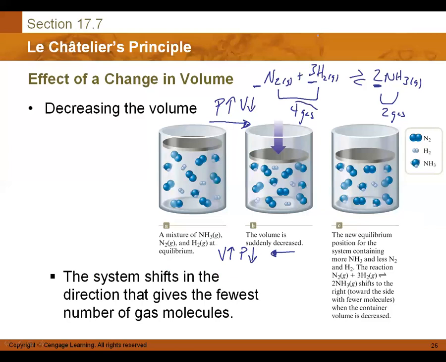By the way, if I added NH3 and I removed N2 in this reaction, which way would it go? Take a second and think about it.